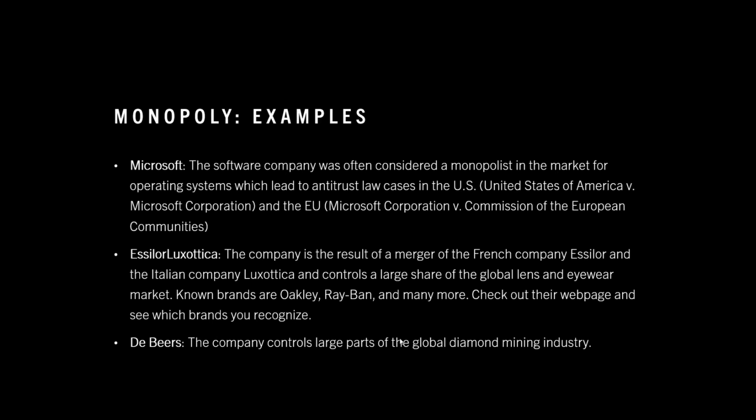Okay. Now note that there are also monopolies that are not so well known. So for example, it turns out that there is a French-Italian company that basically controls a large share of the global lens and eyewear market. Okay, eyewear in the sense of glasses as well as sunglasses. So you may not have heard about the company, but you have heard about the brands. So here I'm listing, for example, Oakley. And you can actually check out their webpage and you see that there are many brands that this company is holding.